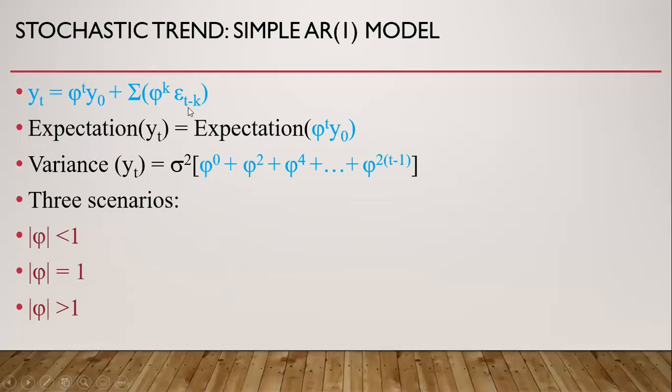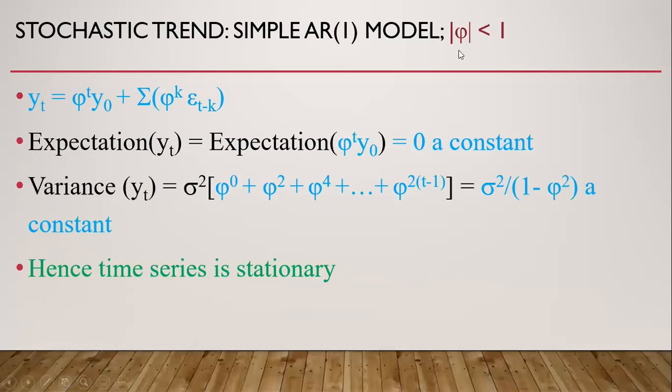The other thing is that for this MA infinity model, the expectation is the expectation of this term, because the expectation of the error term is 0, and the variance of this series is given by this. And now we have three scenarios: whether the value of the parameter is less than 1, or the value of the parameter is more than 1, or the value of the parameter is equal to 1. So these are three situations, and we will consider each one by one.